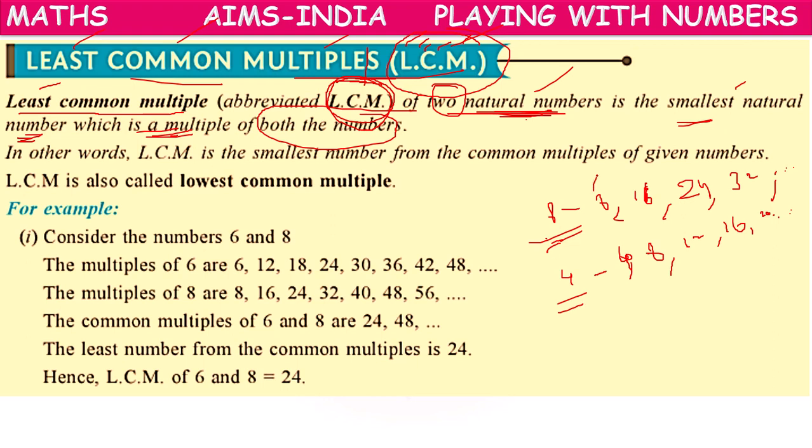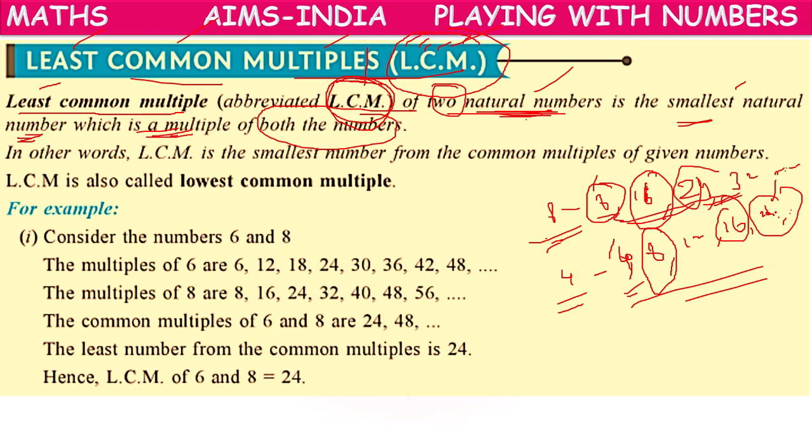Smallest multiple is itself, but largest multiple does not exist, because the number of multiples is infinite. So that's why the largest multiple we cannot find. Here if you observe, this 8 is common in both the multiples. After that 16 is common. After that 24 will be common. Like that. So 8, 16, 24, these are all common multiples.